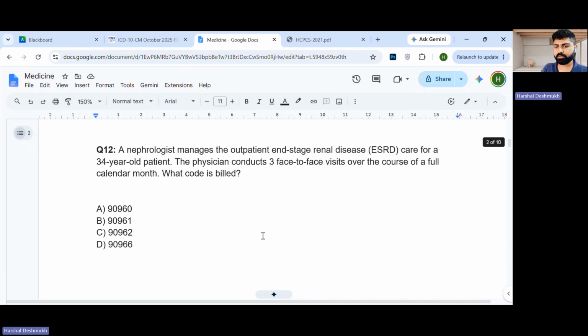Moving on to the next question. A nephrologist manages the outpatient ESRD care for a 34-year-old. The physician conducts three face-to-face visits over the course of a full calendar month. Code appropriately within these four options.